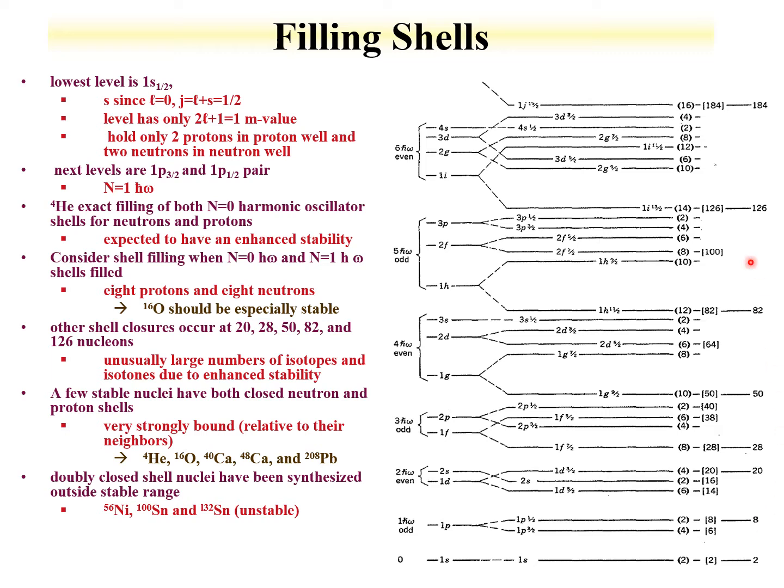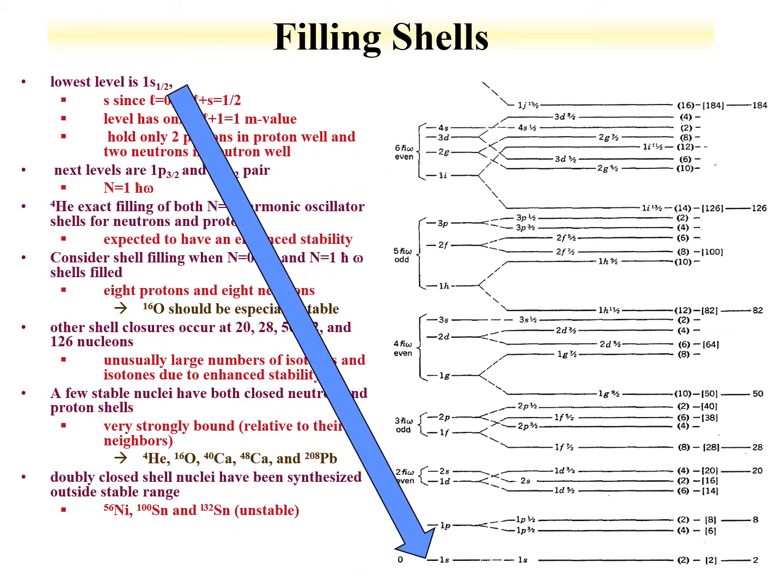Here's our shell model, and here's some of the properties that come out from the shell model. The lowest level is obviously this 1s. It's an s1/2. Since L is 0, J is only equal to L plus S, so 0 plus 1/2. It only has the one value. It's shown here, and it contains two nucleons.